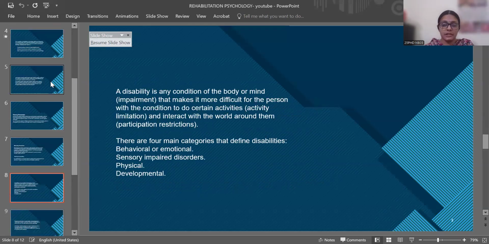For disability, we use specific terms which are often used as synonyms, but they have varied differences in context. First one is disability. It's a condition of body or mind that makes it more difficult for a person with that condition to do certain work. It's more like activity being limited, and it actually hampers the individual to work effectively with the environment. There are basically four forms of disabilities: behavioral, sensory, physical, and developmental.